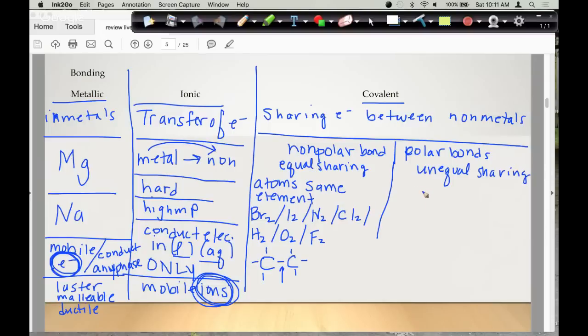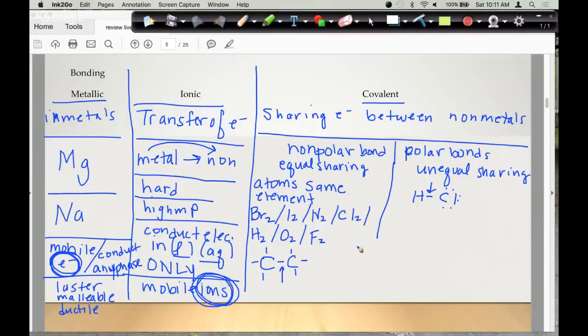For polar bonds, these are unequal sharing. I have a question that came in, which I'll go over for Carolyn. I'll go over that question after I finish this polar covalent bond, to go back to the question about ionic. So we talk about these polar bonds. We're talking about unequal sharing. That would be like in HCl.